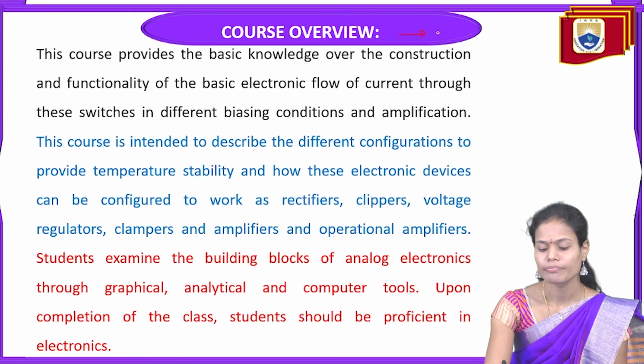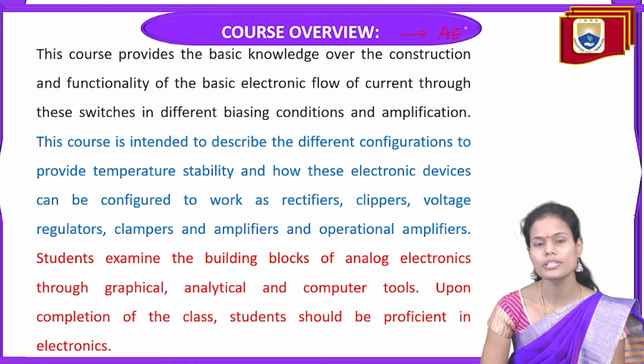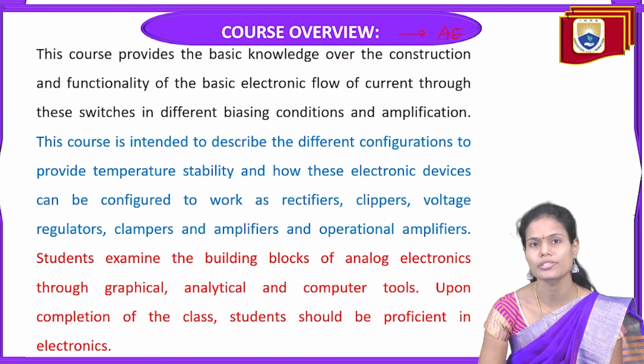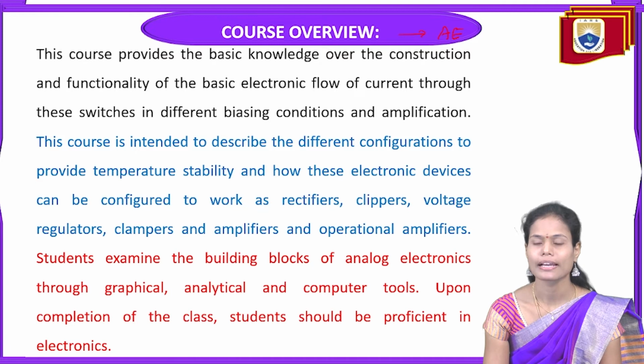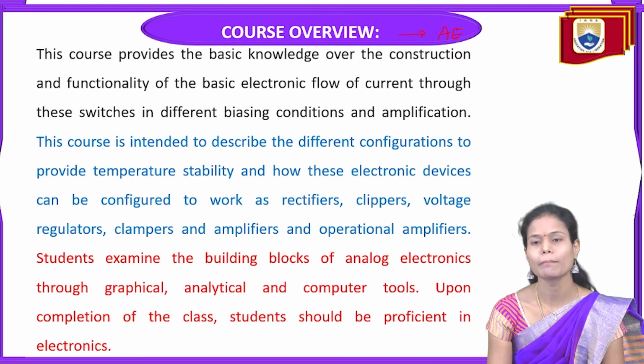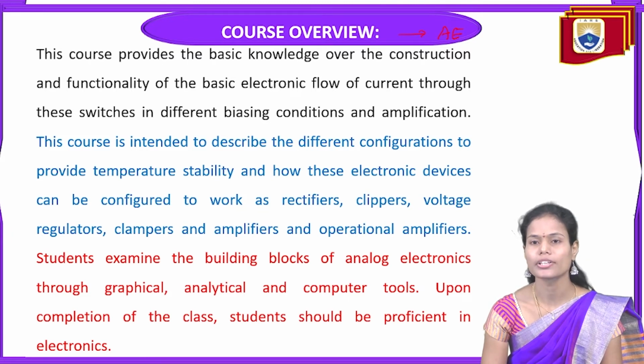So here I have taken the analog electronics subject course overview. This particular course will provide the basic knowledge of the construction and functionality of basic electronic devices, the flow of current through these switches in different biasing conditions, and amplification. This course is used to describe the different configurations to provide temperature stability and how these electronic devices can be configured to work as rectifiers, clippers, clampers, voltage regulators, amplifiers and operational amplifiers. In this course, students examine the building blocks of analog electronics through graphical, analytical and computer tools. Upon the completion of the class, students should be proficient in electronics.